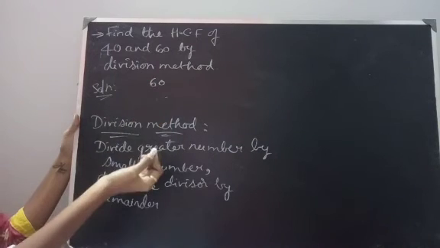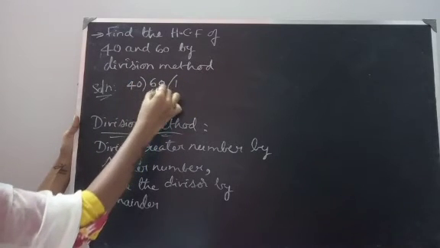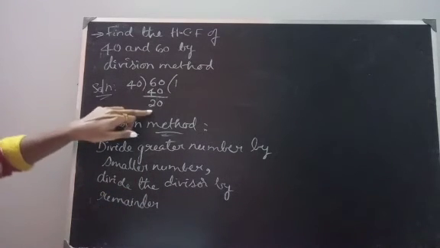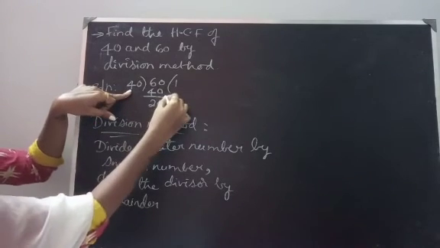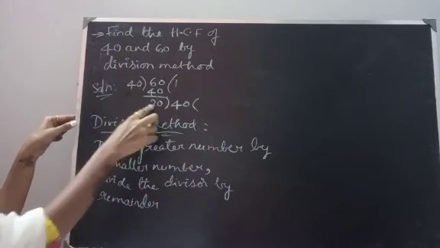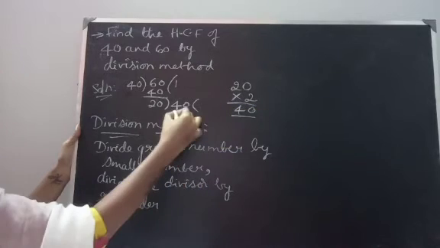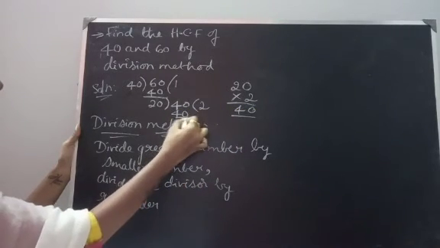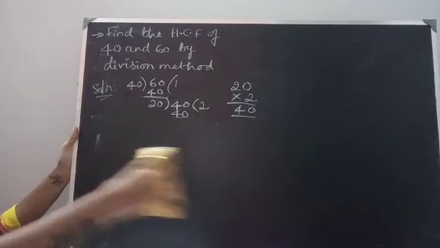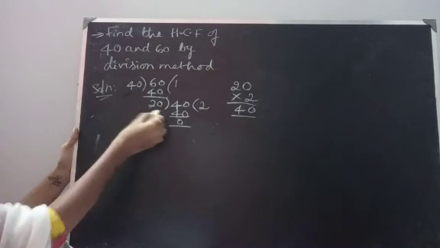So 60 is your greater number. I'll divide this greater number by the smaller number, 40. 40 ones are 40. So the remainder is 20. And next, divide the divisor by the remainder. 20 into 2 is 40. So the remainder is 0 here. So what is the answer? 20 is your answer.